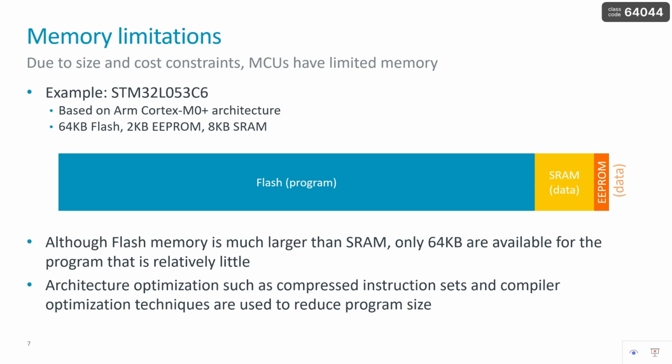So when you take a look at this architecture, you have 64 kilobyte of flash, 2 kilobyte of EEPROM, and 8 kilobyte of SRAM. This is very, very limited.